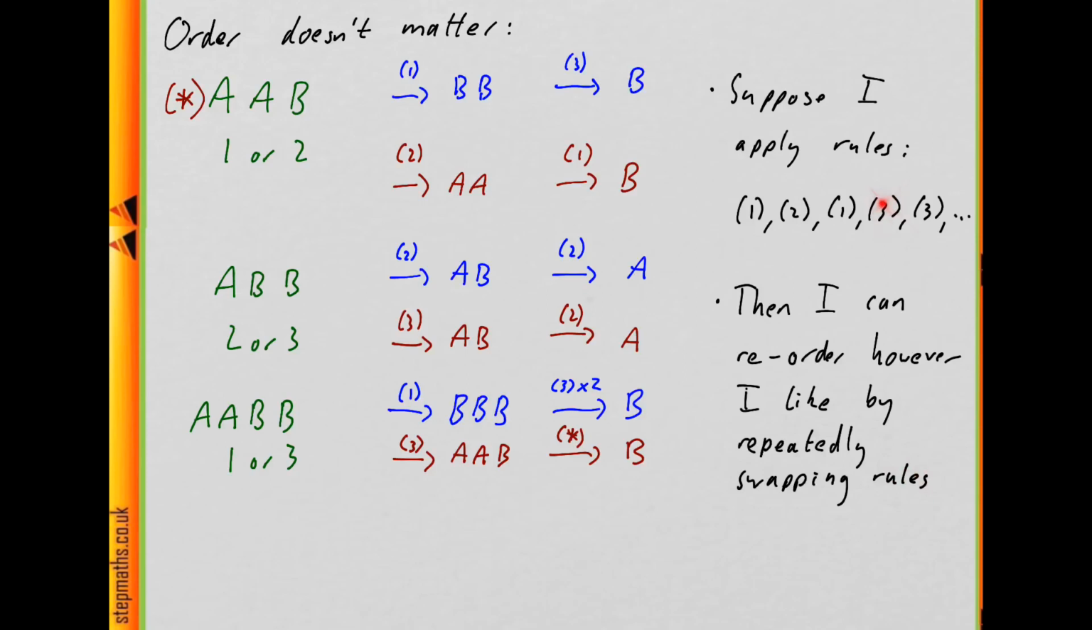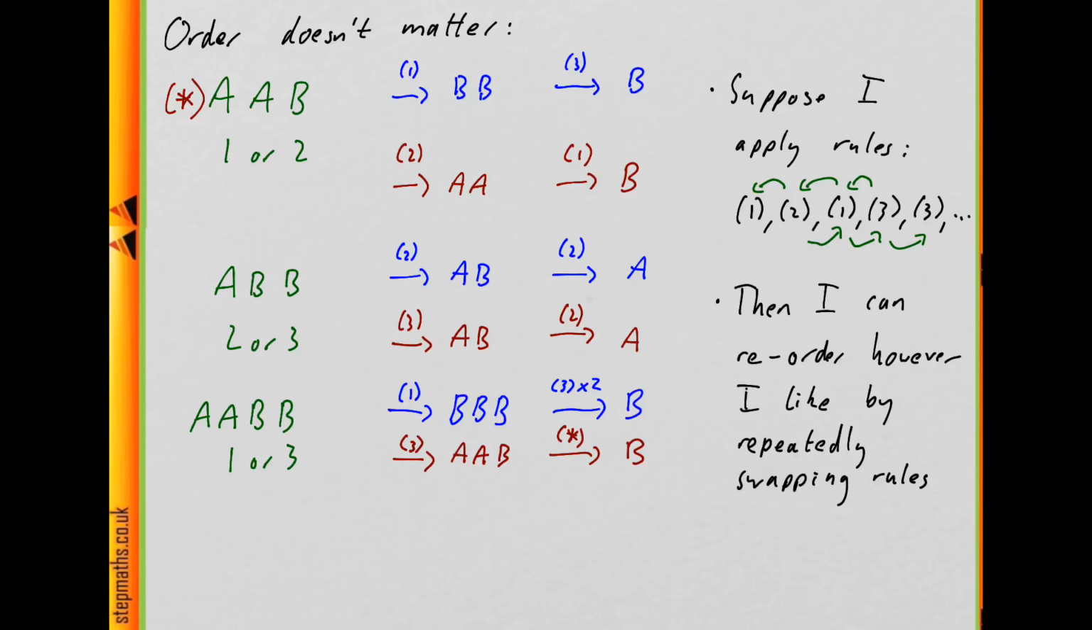So suppose I want to apply rule 3 first, well, I could just take this rule 3 and move it to the front. So I'll swap it with this one, then with this one, then with this one, and then it's at the front. And then I can reorder the others in a similar way. So if I want to move this one later, I can keep swapping it, etc. Okay, so we see the order doesn't matter. So we just have some number of A's and B's.